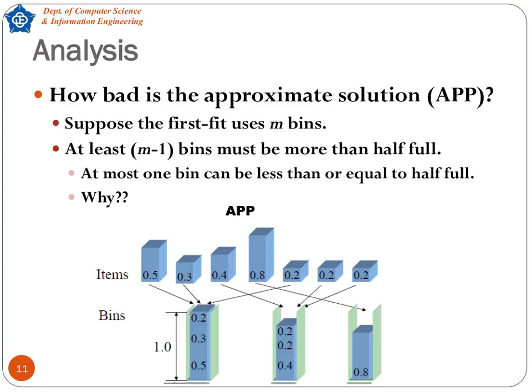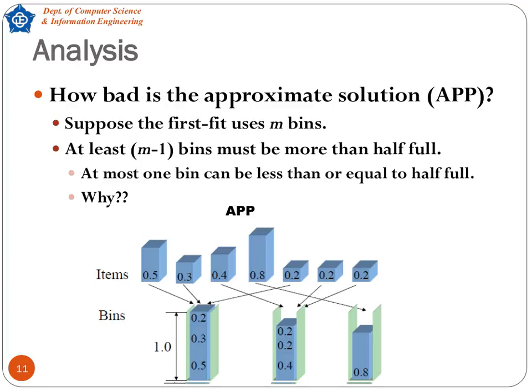Building on our understanding of the optimal solution, this slide shifts our focus to the naive approximate solution, often referred to as APP. The crucial question we're addressing here is, how far off, or how bad, can this approximate solution actually be? To analyze APP, we'll delve into the key properties of a specific algorithm called first fit.